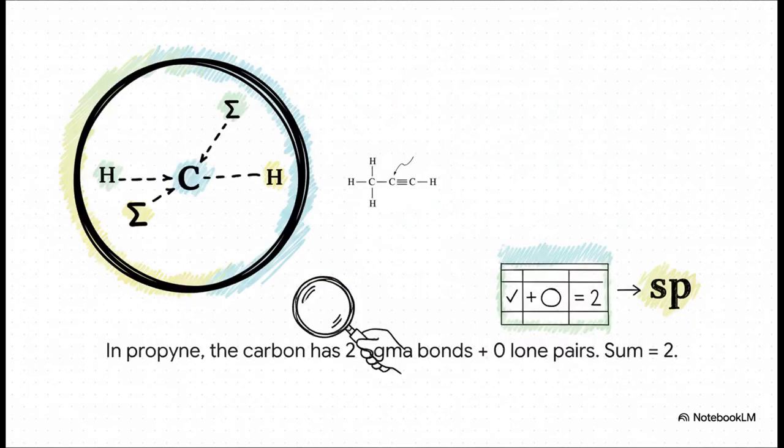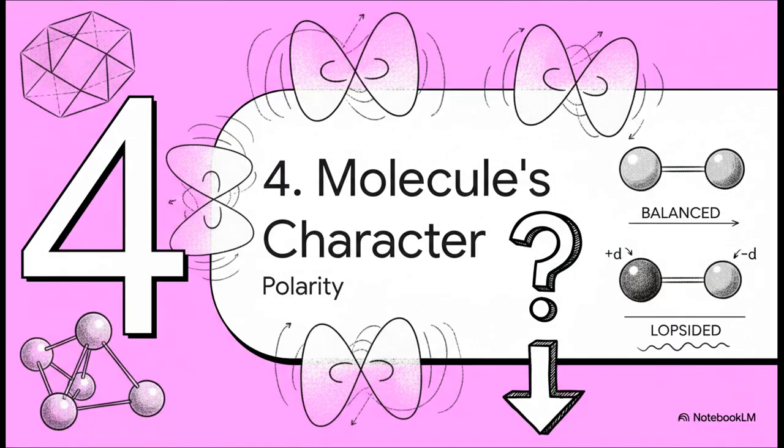All right, let's put it to the test with propyne. Let's look at that first carbon atom in the triple bond. It's connected to a carbon on the left, that's one sigma bond, and it's connected to the carbon on the right with that triple bond. That's our second sigma bond. So 2 sigma bonds. Any lone pairs? Nope, 0. 2 plus 0 is 2. We look at our table. A sum of 2 means its hybridization is sp. See? Simple.